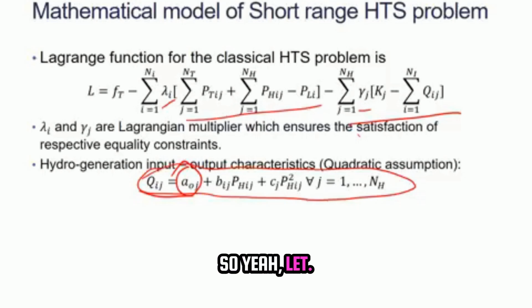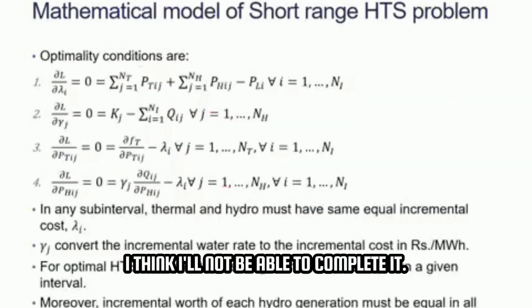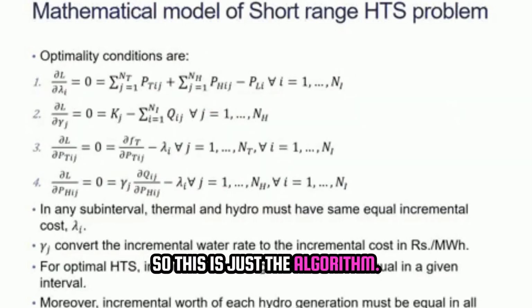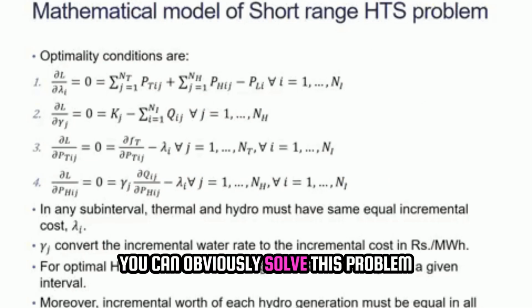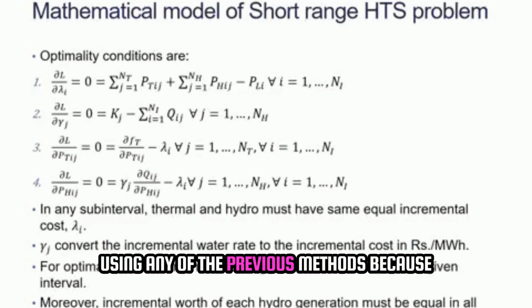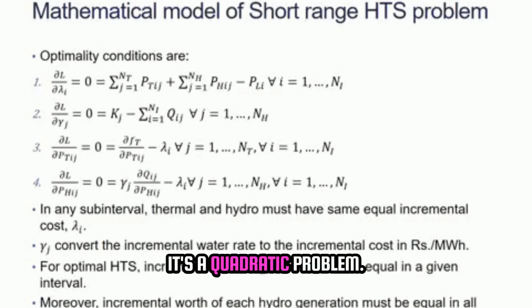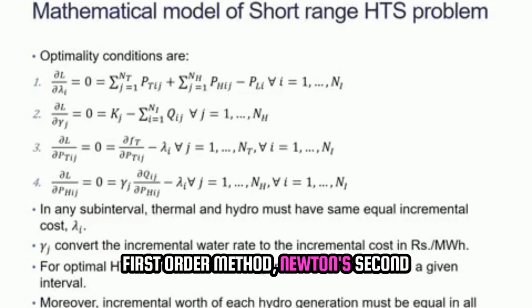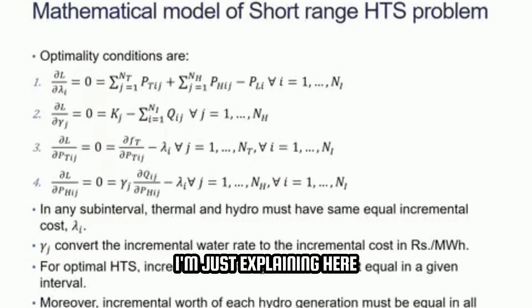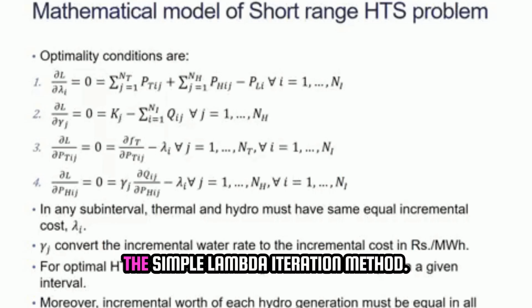So I think I will not be able to complete it. This is just the algorithm. You can obviously solve this problem using any of the previous methods, because it's a quadratic problem. You can use Newton's first order method, Newton's second order method, or the interior point method. I'm just explaining here the simple lambda iteration method that we have seen in economic dispatch.